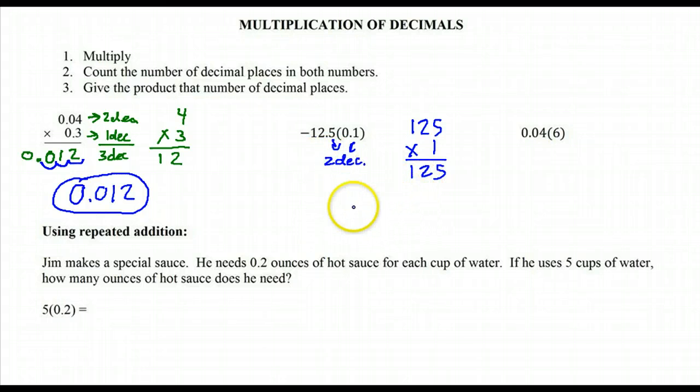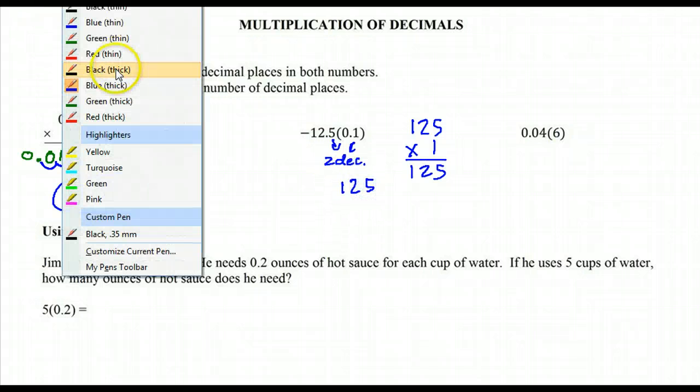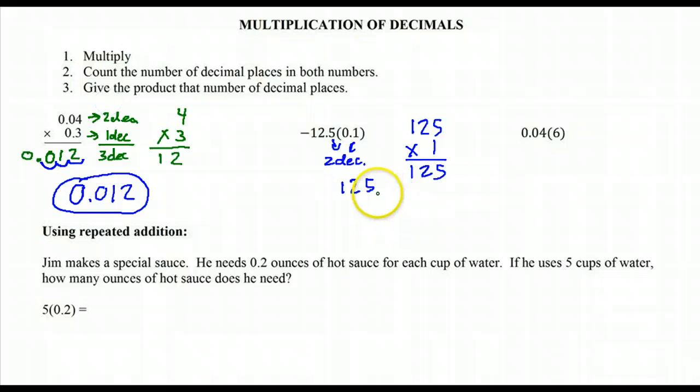So how many decimal places in the answer? You guessed it, 2. So we'll take that decimal from the back and move it over 2. And then that gives us our answer, 1.25. Throw the negative on there because it's a positive times a negative. And that's it. Alright, so I want you to try the last one, the 0.4 times 6.